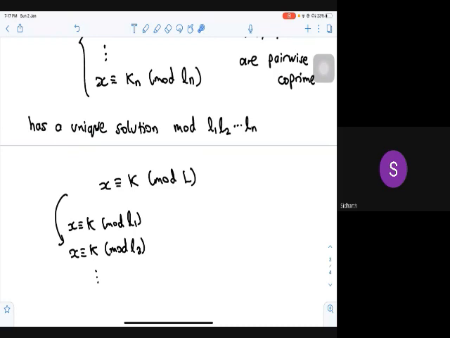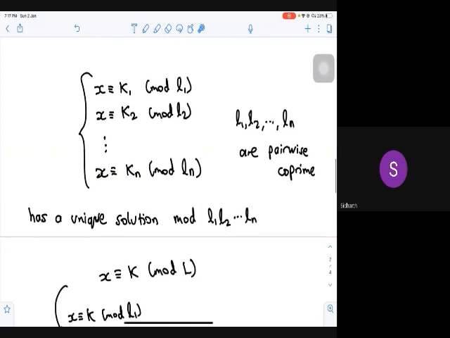If not pairwise coprime, can we substitute as mod LCM of all the numbers? Yeah, in that case, you can substitute as the LCM. But I think there would be some issues. Like there needn't always be a solution, if I'm not wrong. Just a second. Yeah, there doesn't have to be a solution.